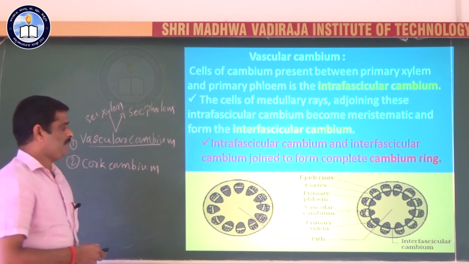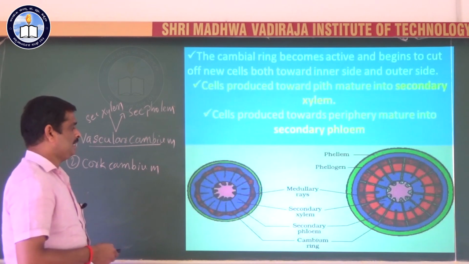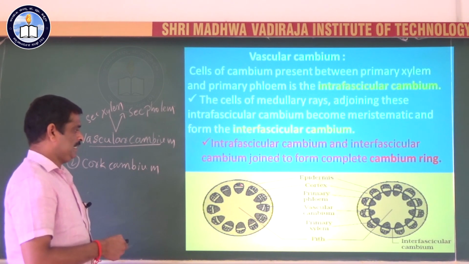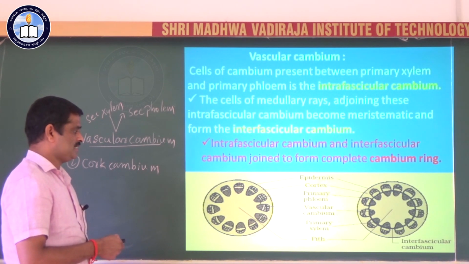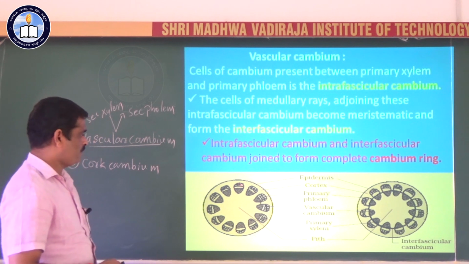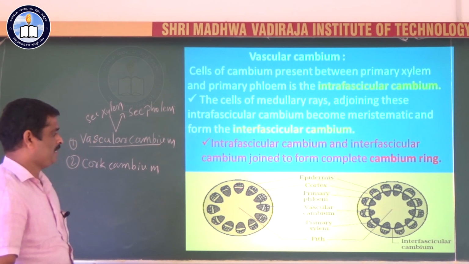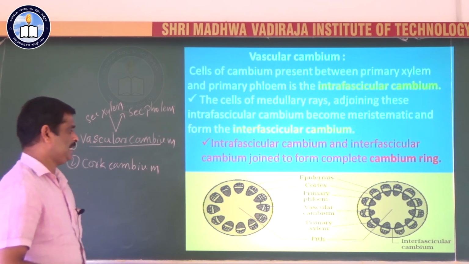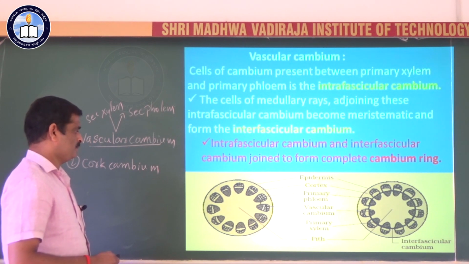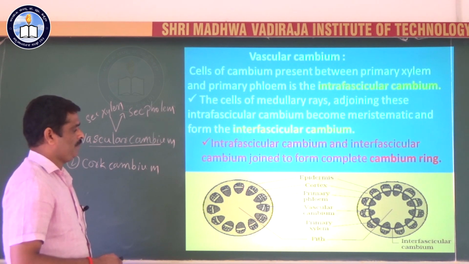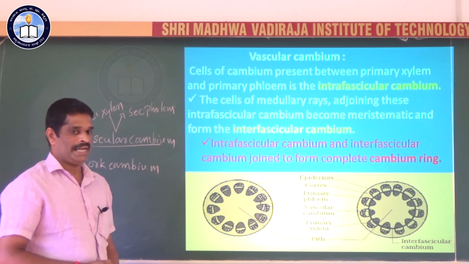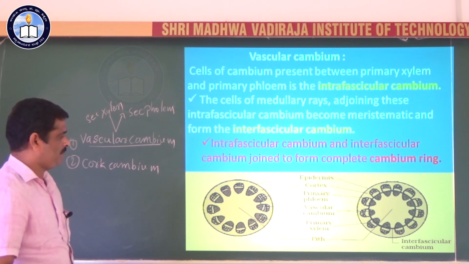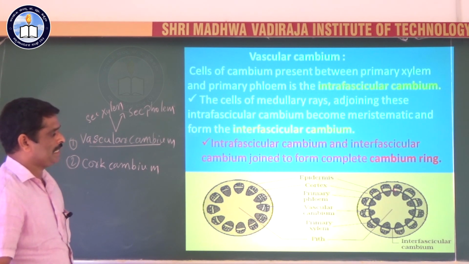Say, the cambium which is present between the primary phloem and primary xylem is called the intrafascicular cambium. The cambium present between the primary xylem and the primary phloem is called intravascular cambium. During the secondary growth, the cells of the medullary rays adjoining the intravascular cambium become meristematic and form a new cambium. That cambium is called intervascular cambium.